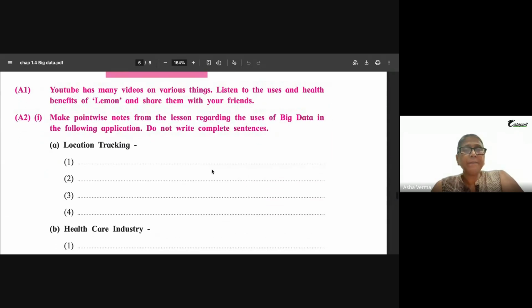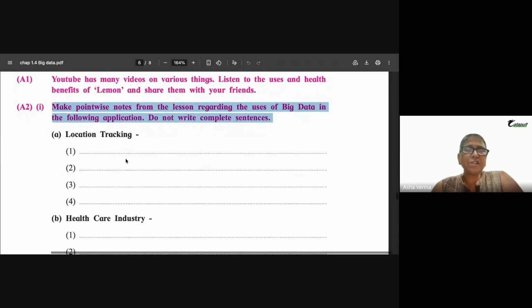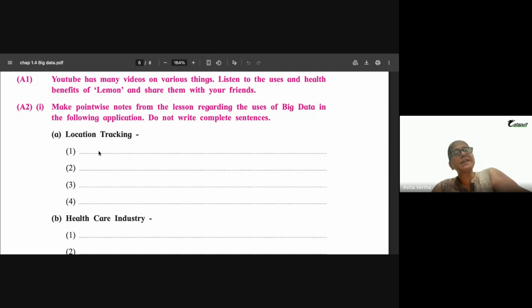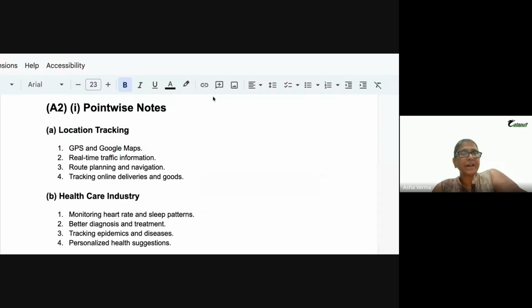Make point-wise notes from the lesson regarding the uses of big data in the following applications. Do not write complete sentences. So this is just points and not complete sentences. How does location tracking use big data? It is used for GPS and Google Maps, real-time traffic information, route planning and navigation, tracking online deliveries and goods.